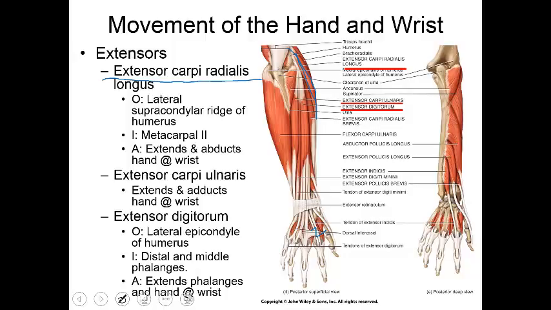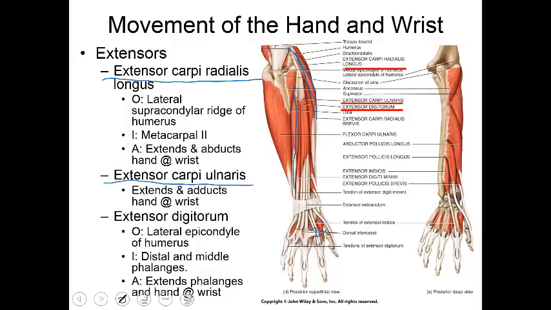Now we have the Flexor Carpi ulnaris. Its corresponding extensor is the Extensor Carpi ulnaris muscle, and it is this one right here. That is the Extensor Carpi ulnaris. It extends as well as adducts the hand. Now these were the superficial muscles.